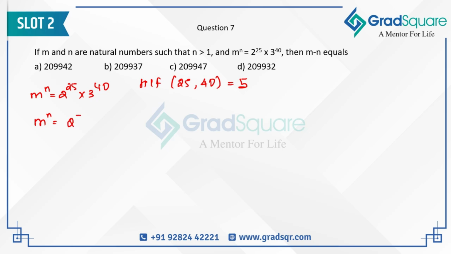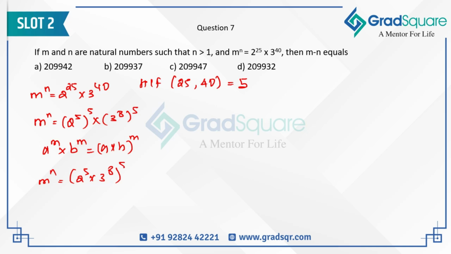So this can be written as 2 power 5 to the power 5 and this is written as 3 to the power 8 to the power 5. Now using one of the laws of exponents, if a power m into b power m is given, then I can write this as a into b the whole power m. Then I can write m power n to be what? 2 power 5 into 3 power 8, the whole power 5. Now what is 2 power 5? 2 power 5 is 32 and 3 power 8 is what? 6561, the whole power 5.